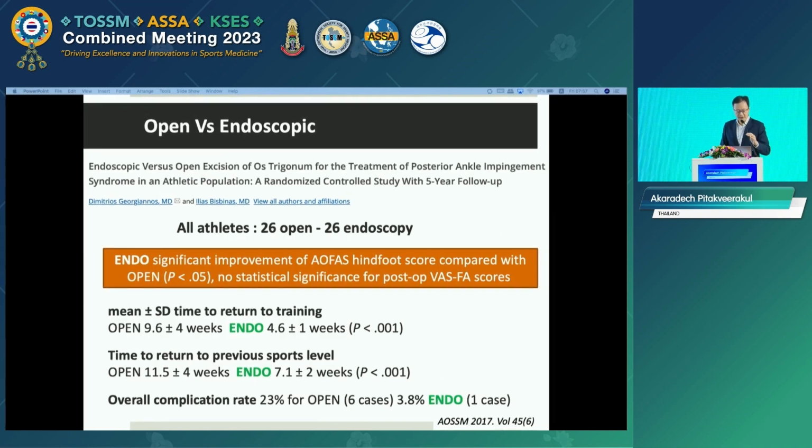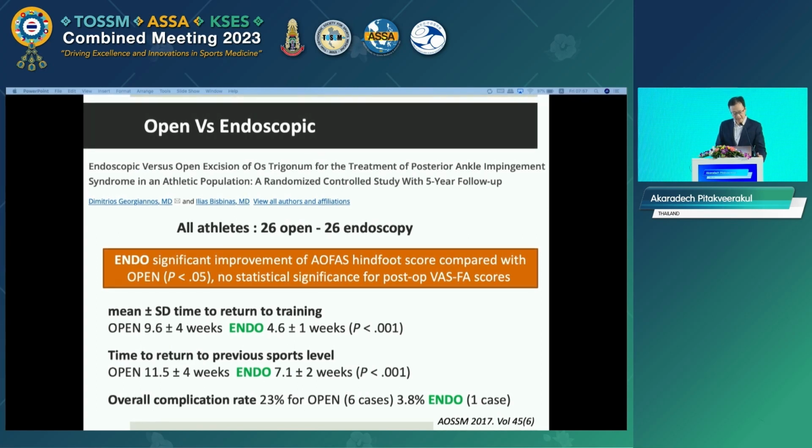In the RCT with 5-year follow-up published in AOSSM 2017, they compared open and endoscopic approaches in athletes. There were 52 patients, 26 open and 26 endoscopy. They found that endoscopy had a significant improvement of the AOFAS hindfoot score compared to open, but there was no significant difference in post-op VAS score.